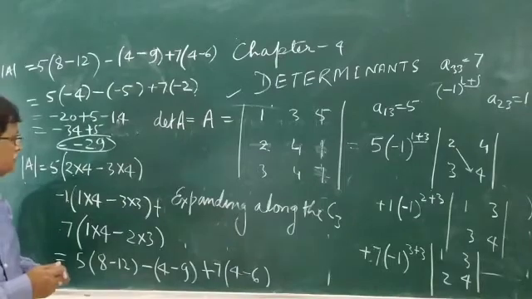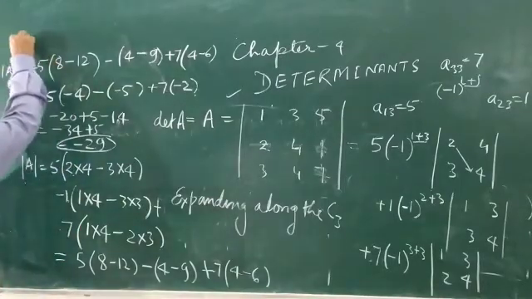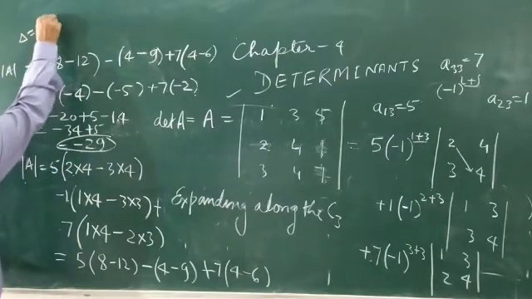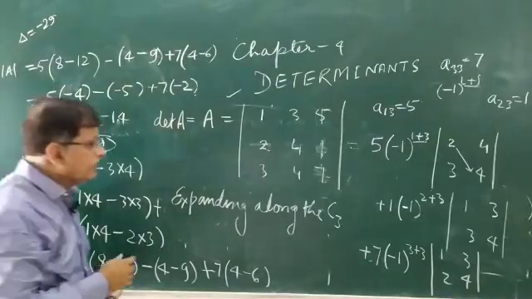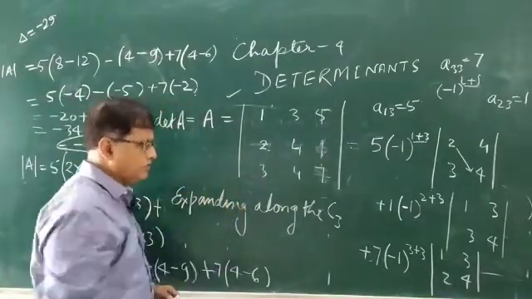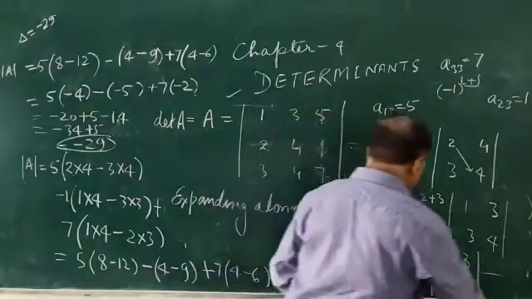Now we got the value of this determinant as minus 29. Now you consider any other row and expand it. What do you get?